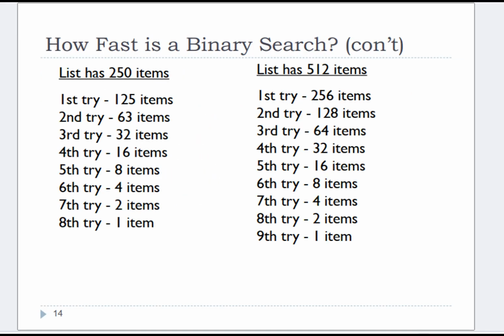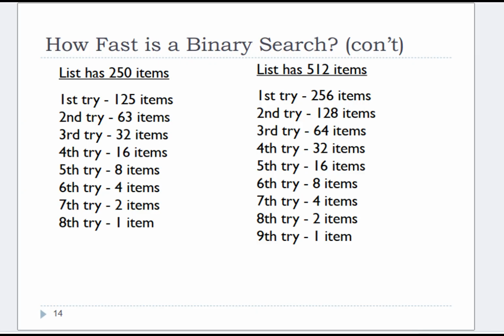How fast is a binary search? Continuing: the list has 250 items. 1st try: 125 items. 2nd try: 63 items. 3rd try: 32 items. 4th try: 16 items. 5th try: 8 items. 6th try: 4 items. 7th try: 2 items. 8th try: 1 item.